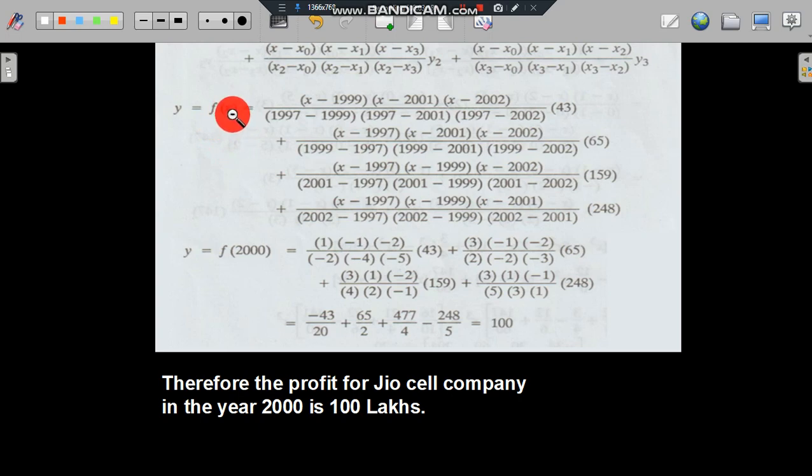So if you put x equals 2000, you will get y, or f of x. In all these x in this particular formula, you are substituting 2000. If you substitute x equals 2000 in all the places, you will get this answer.